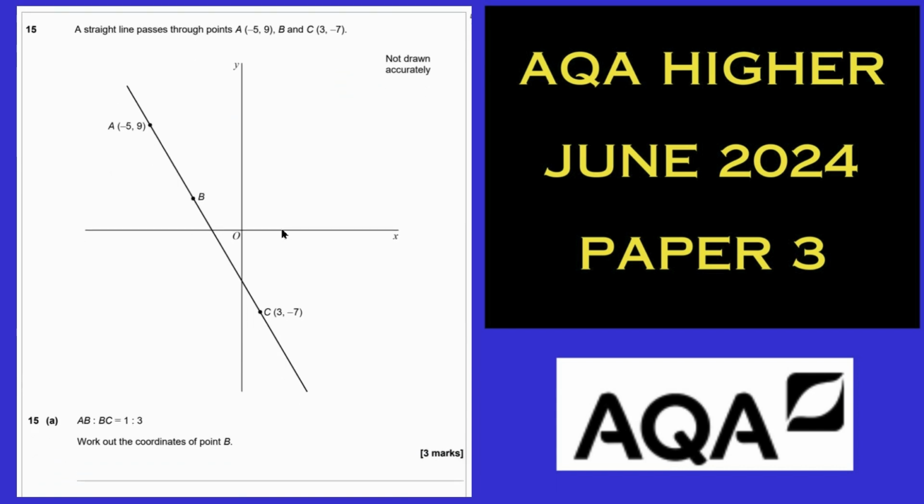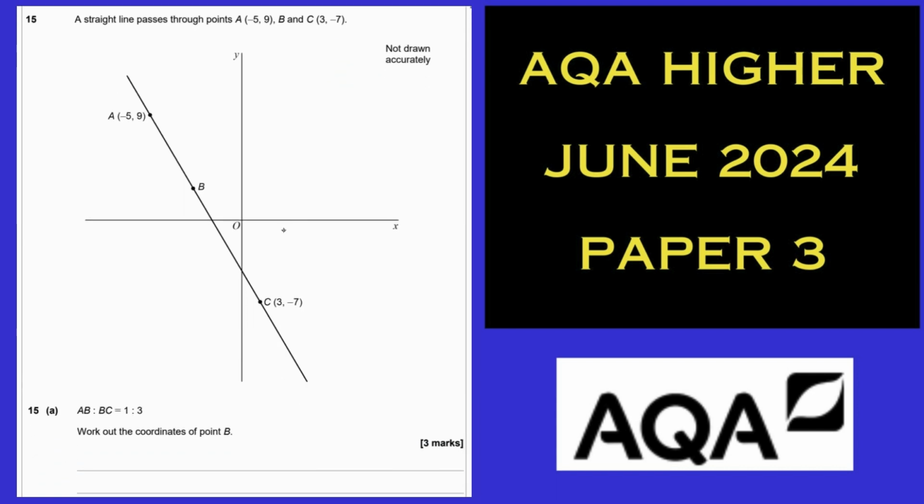Number 15 can be done by Pythagoras, but I wouldn't. Get this line on. Ask yourself how far to the right is A to C. Going from -5 to 3 means it's 8. Going downwards, again counting, it's 16 down. Well, A to B is 1 to 3. In other words, A to B is a quarter of the journey. So let's quarter those movements. That'll be 2 along, 4 down.